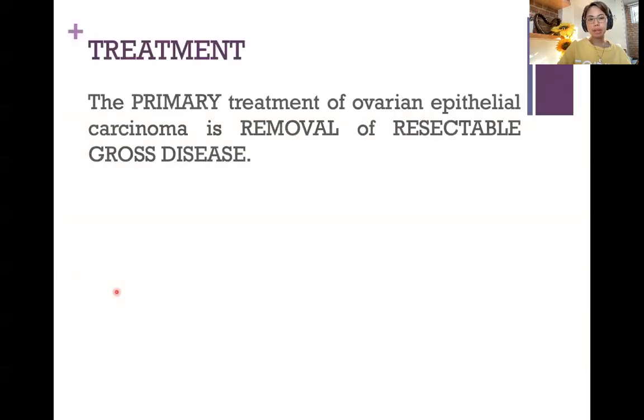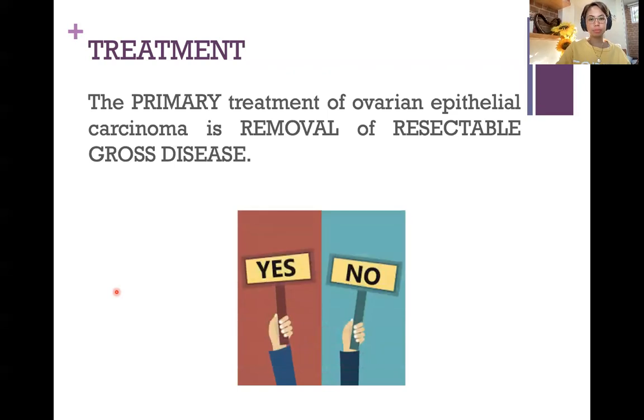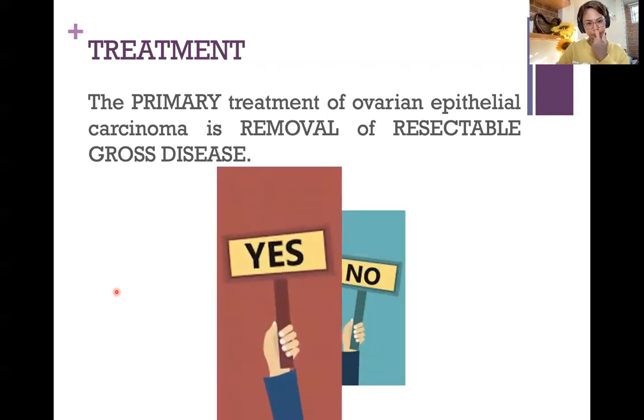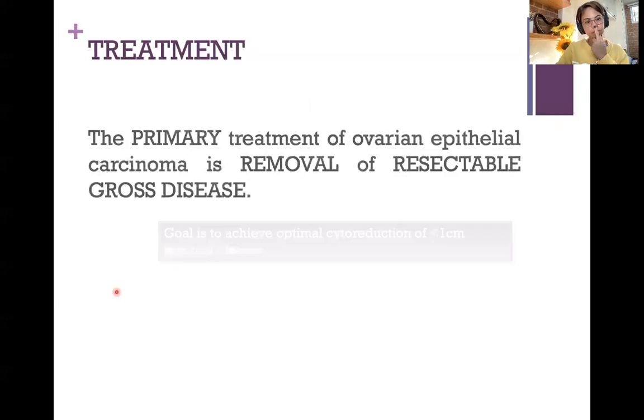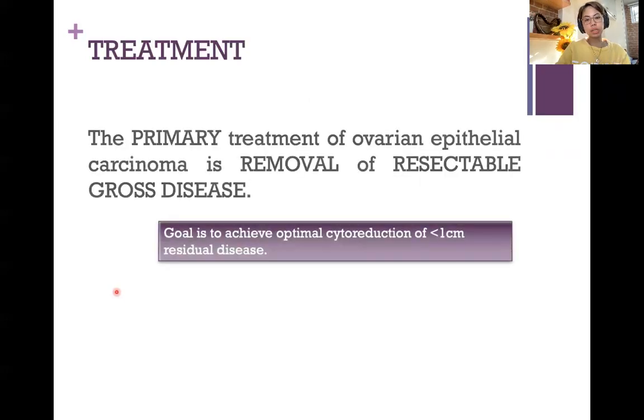As I said, primary treatment of ovarian epithelial carcinoma is removal of resectable gross disease. As much as you can, try to debulk. Our goal is to achieve optimal cytoreduction of less than 1 cm residual disease, again, because prognosis relies on the residual disease. And so it's very important that we are able to remove as much tumor as possible.